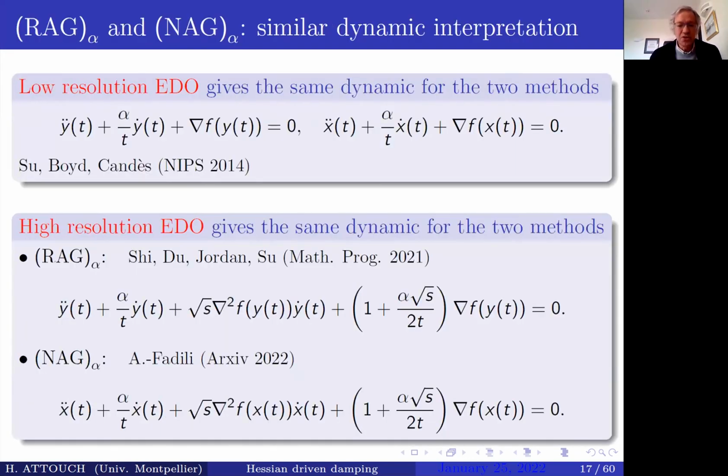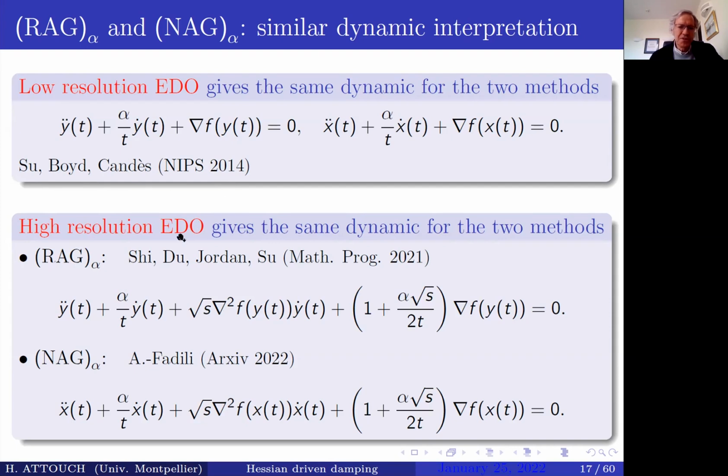A way to answer this question is to look to the dynamical interpretation of the algorithm. That is to say, you are looking for a continuous differential equation whose trajectory reflects the behavior of the iterates of the algorithm. If you do low resolution, I'm going to explain in a moment what I mean by low resolution and high resolution, you end up with the same dynamic, which is the well-known Boyd and Candès dynamic, which appeared in NIPS in 2014.